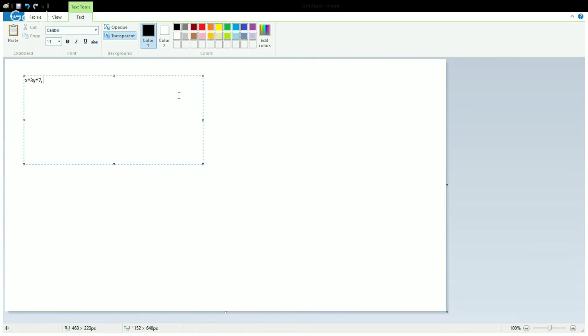The second term is x to the 2nd, y to the power of 7. And the final term is x to the 7th, y to the power of 9? Correct.